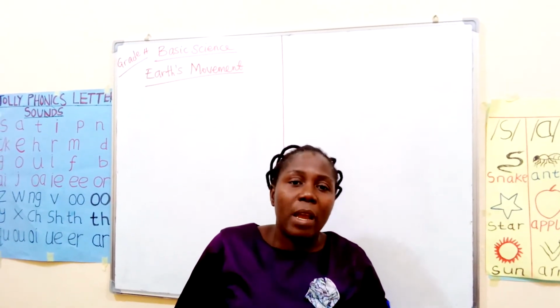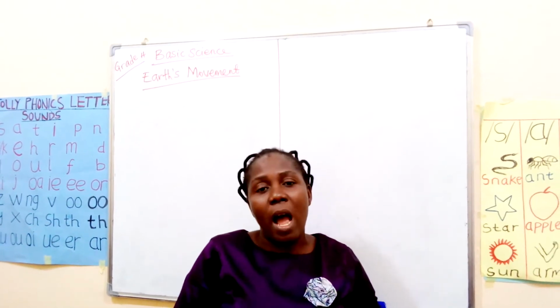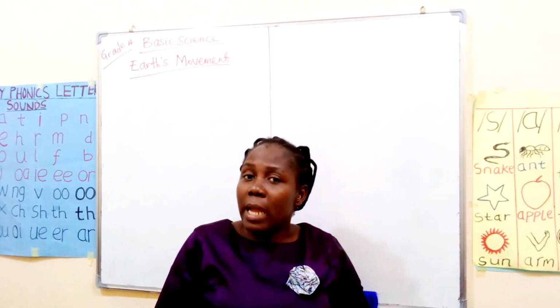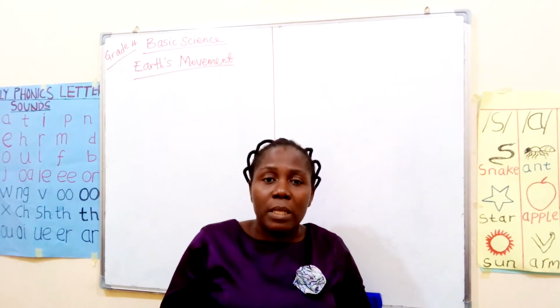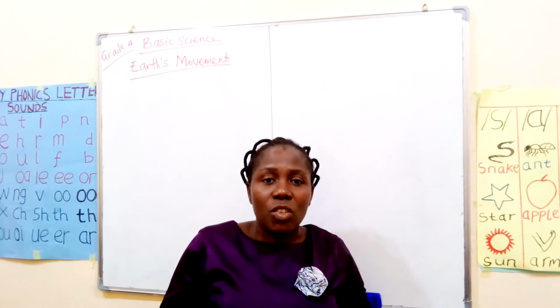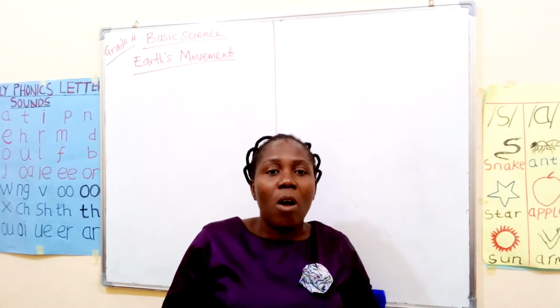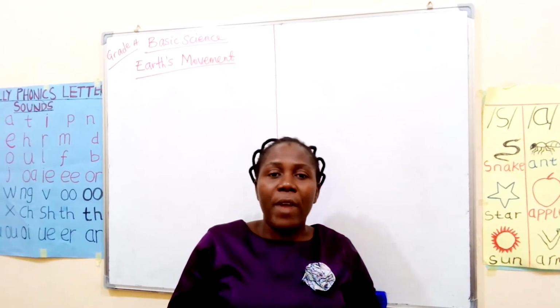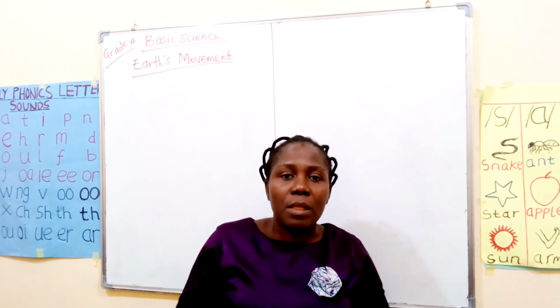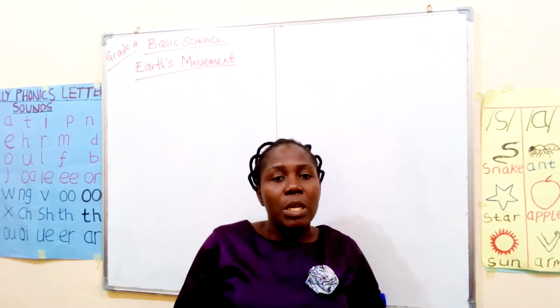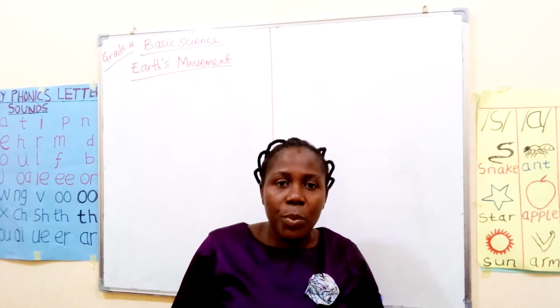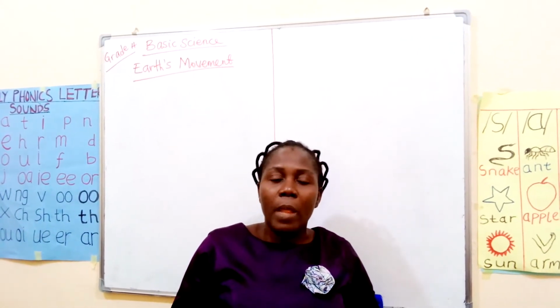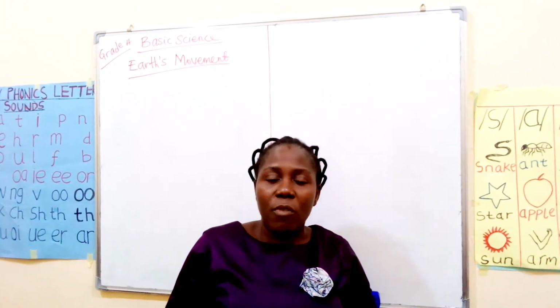Now, the Earth makes a complete rotation in 24 hours. Do you get that? The Earth completes one rotation in 24 hours. Now, the effect of the Earth rotation is the day and night that we experience. That's what the Earth's rotational movement is.